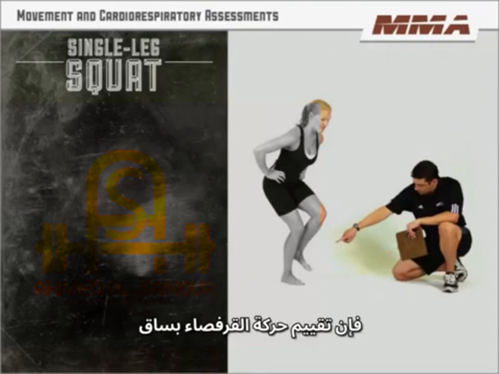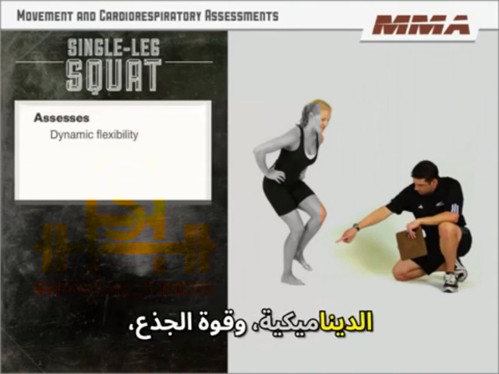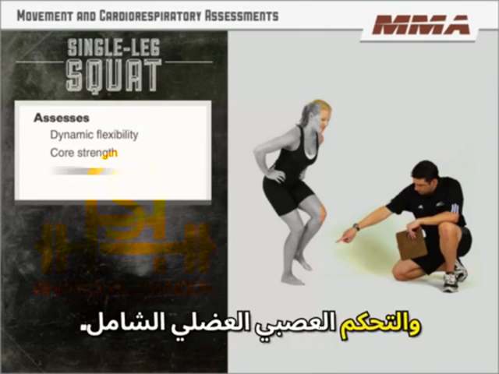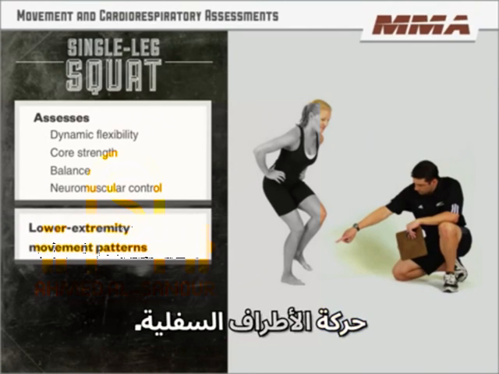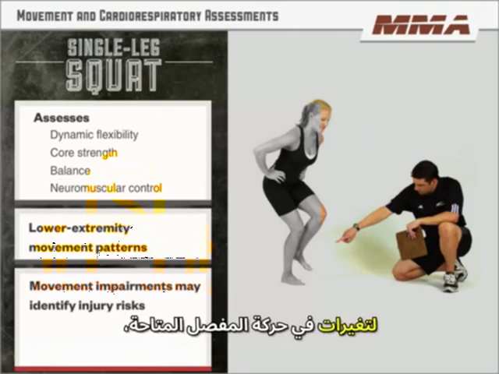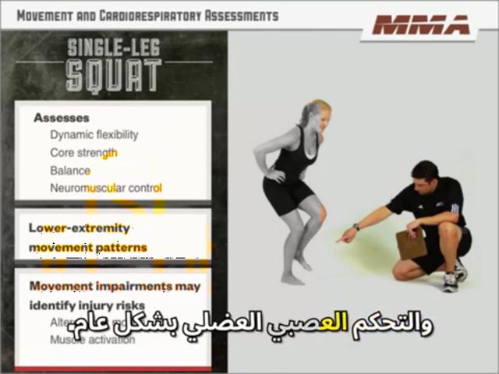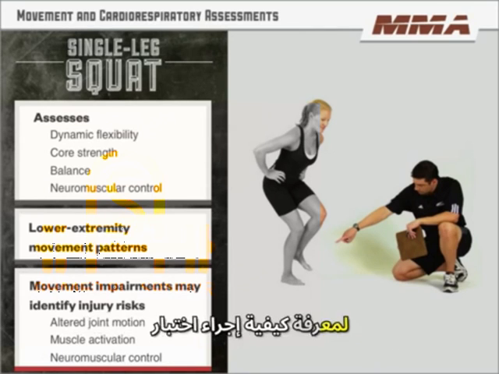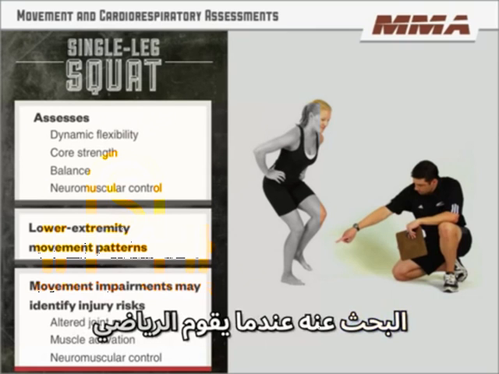Like the overhead squat test, the single leg squat movement assessment also assesses dynamic flexibility, core strength, balance, and overall neuromuscular control. It's also a reliable measure of lower extremity movement patterns. Movement impairments that you observe during this test may be the result of alterations in available joint motion, muscle activation, and overall neuromuscular control. Consult your manual on how to perform the single leg squat test and what to look for when your athlete performs it.